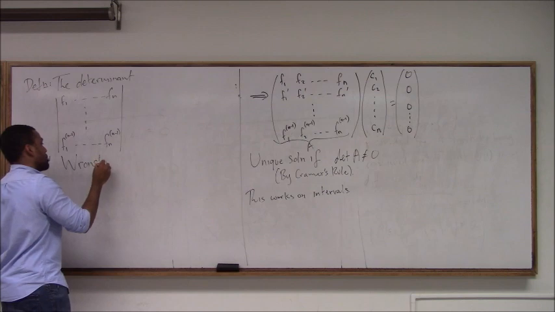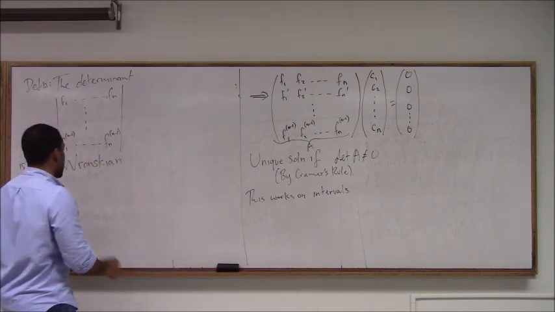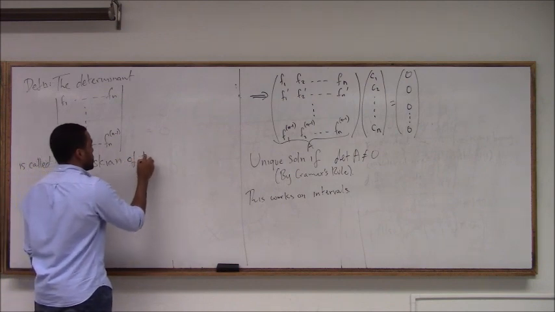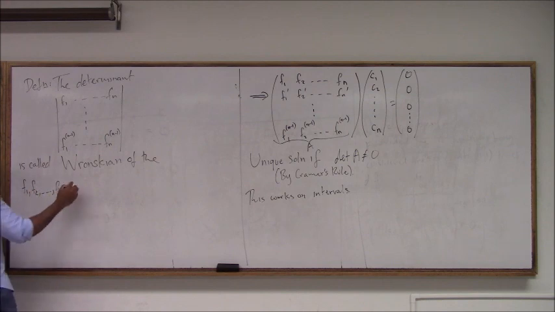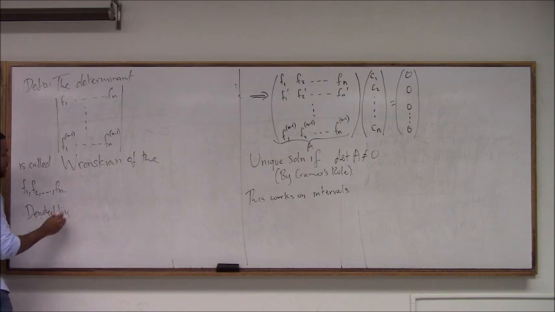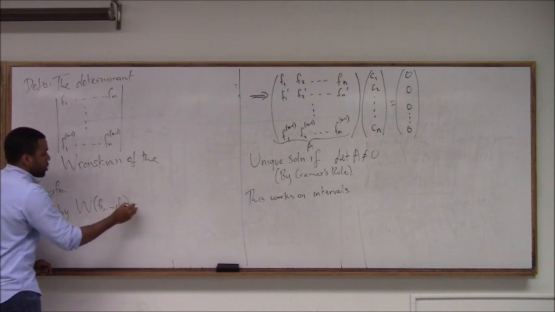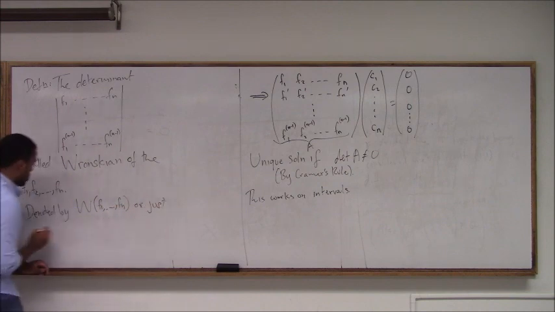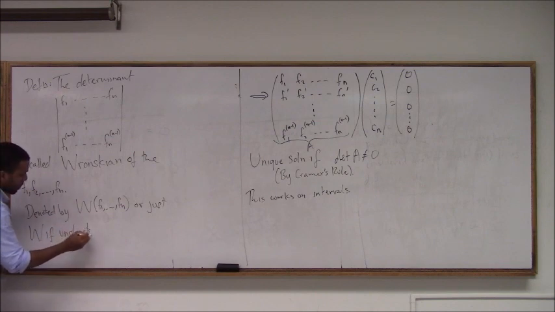So there was an entire chapter in differential equations devoted to this guy. It's named after a mathematician whose last name is Wronski. It's called the Wronskian of the functions f1, f2, f3, and we denote it by W of the functions f1 to fn, or just W if it's understood what functions are being considered. And it's called a Wronskian of the functions.